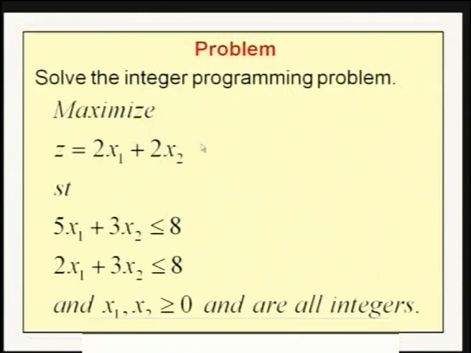The question for the exercise is: maximize z equal to 2 x 1 plus 2 x 2 subject to these constraints. So, with the help of the Gomory algorithm we can solve the given integer programming problem.